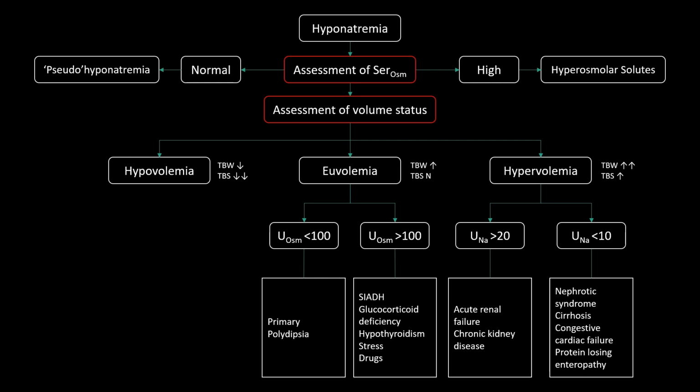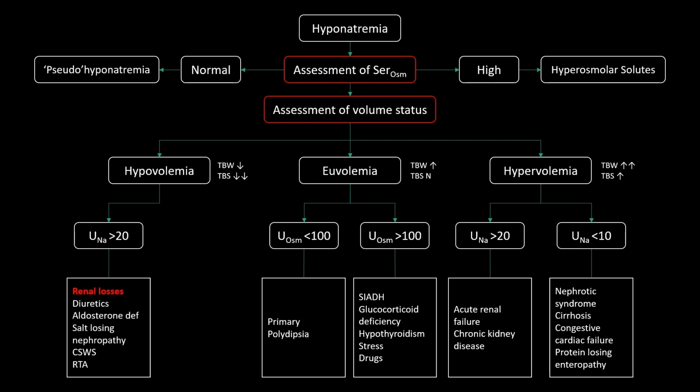So how can we differentiate among the causes of hypovolemic hyponatremia? By measuring the urinary sodium. If the urinary sodium is more than 20, it indicates renal losses. So what were the renal causes? Diuretics administration, aldosterone deficiency, salt losing enteropathy, cerebral salt wasting syndrome, and renal tubular acidosis.